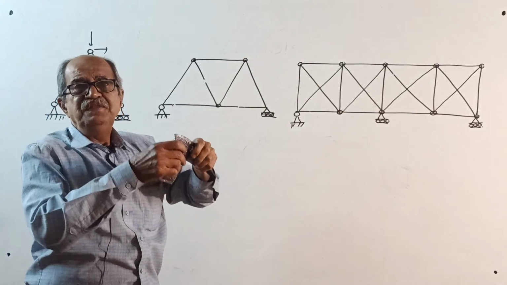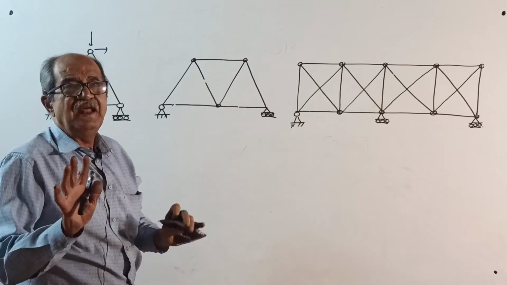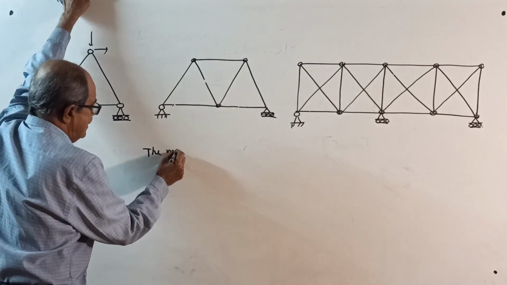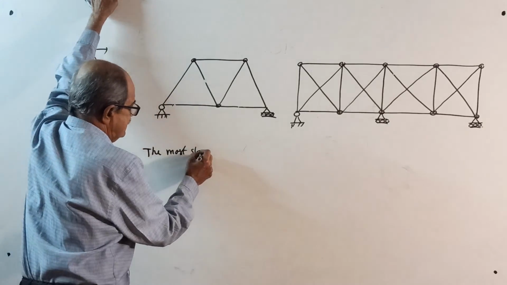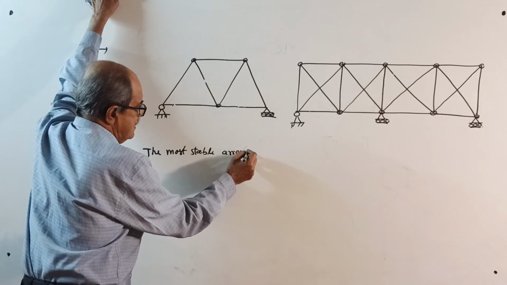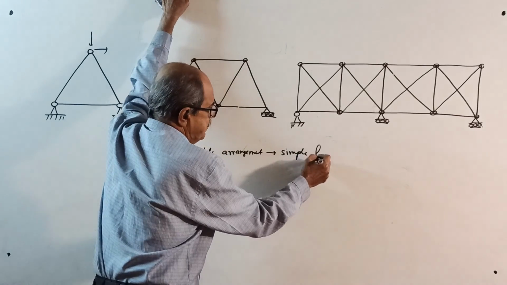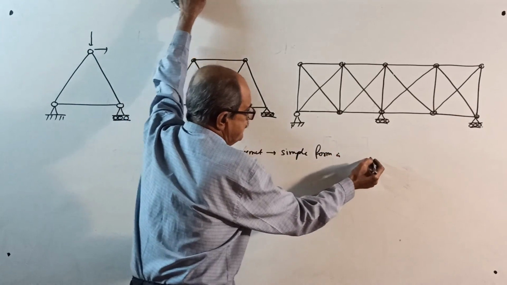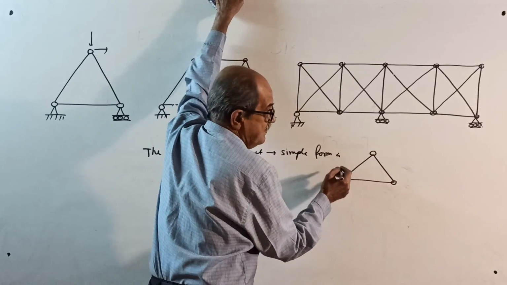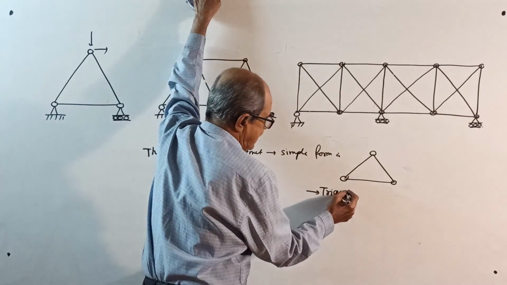When you connect by a pin joint, it is like this. I will go for the basic arrangement. See, the most stable arrangement in simple form is this way, a triangle. A triangle is formed.